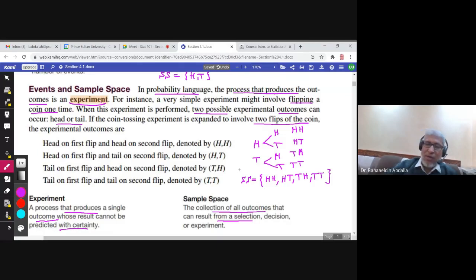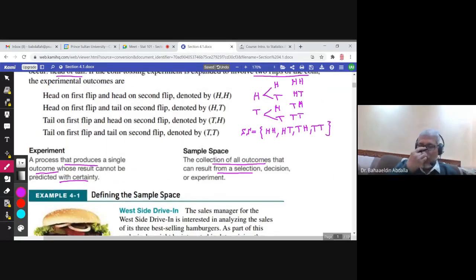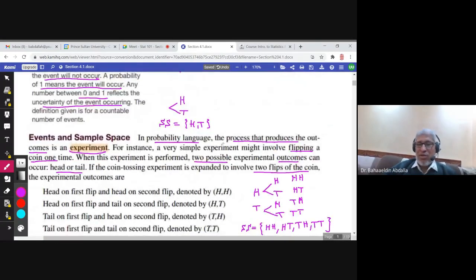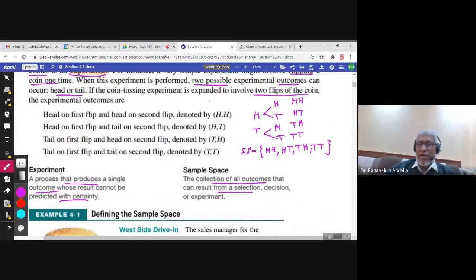What if you flip a coin 3 times? Now, how many outcomes here? Here, with one flip I have 2 outcomes. Here I have 4 outcomes. Why 4? Because the first coin has 2 possibilities times the second coin 2 possibilities. So I have 2 to the power 2, or 4 outcomes.